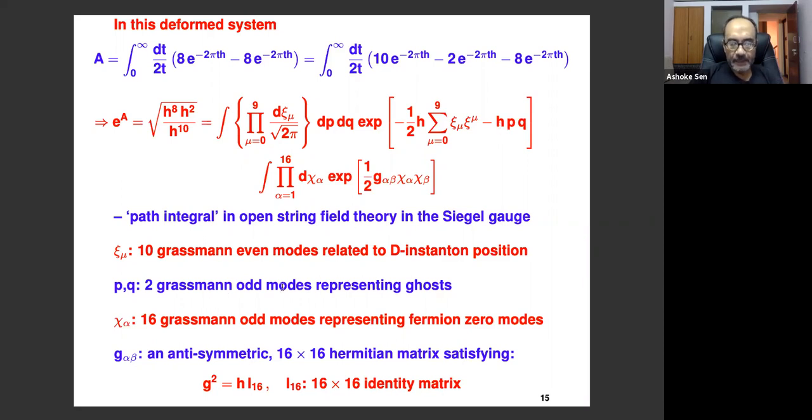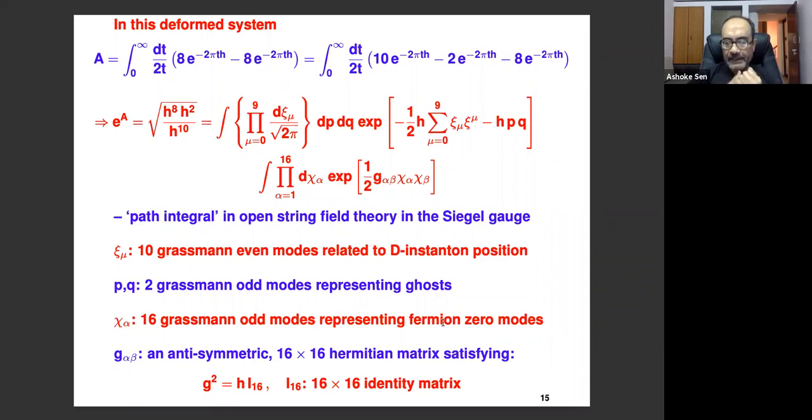These are Grassmann odd modes, but they represent the ghosts that we get from this gauge fixing. And chi alpha are the 16 Grassmann odd modes. These are the fermionic zero modes, which are associated with broken supersymmetry. Okay, so the D-instanton breaks half of the space-time supersymmetries.